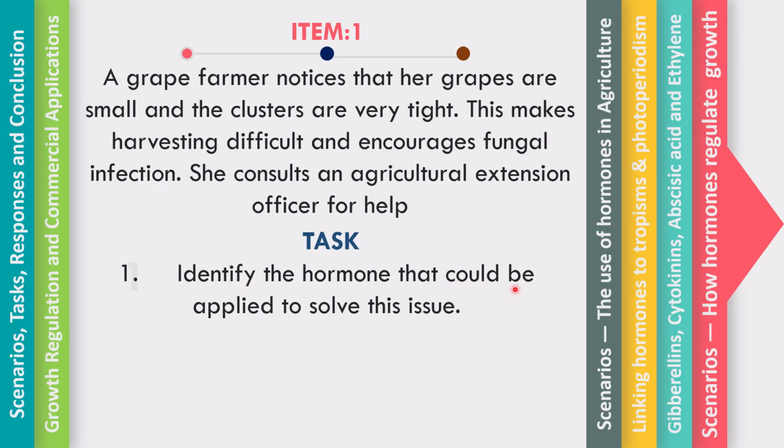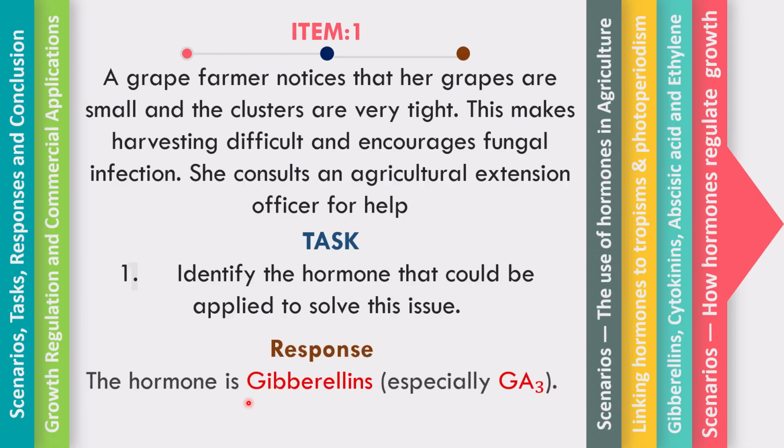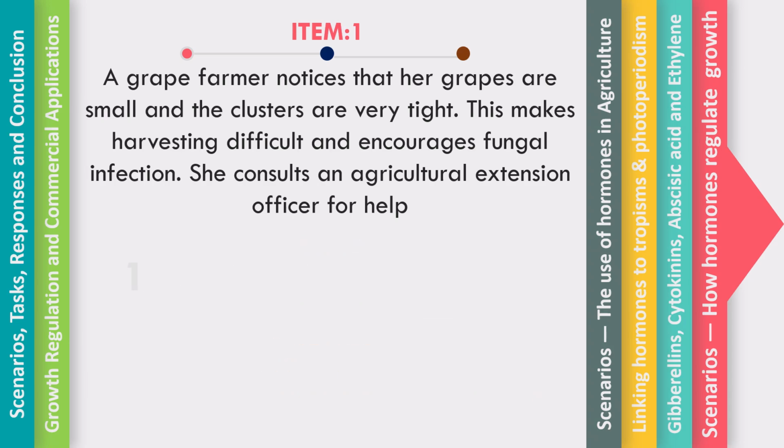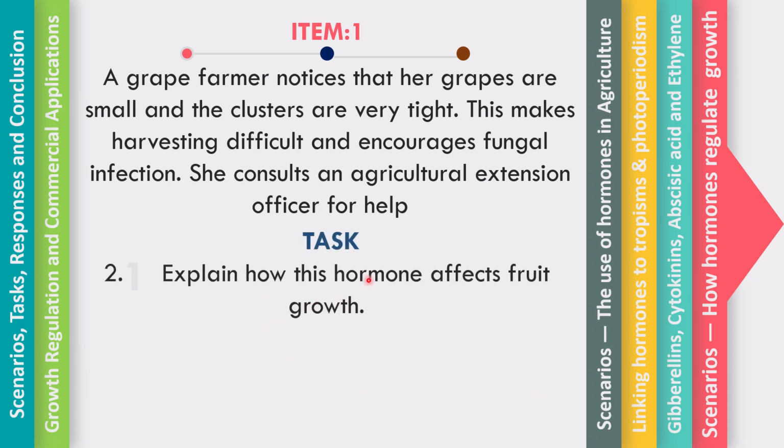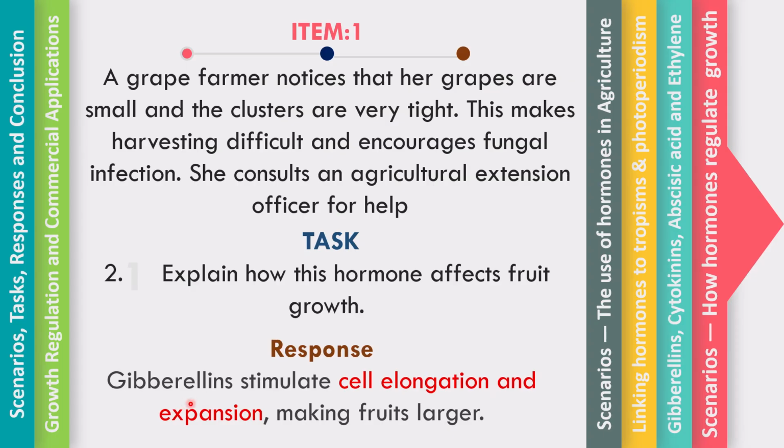Identify the hormone that could be applied to solve this issue. The hormone is gibberellins, especially gibberellin 3. Explain how this hormone affects fruiting growth. Gibberellins stimulate cell elongation and expansion, making fruits larger.